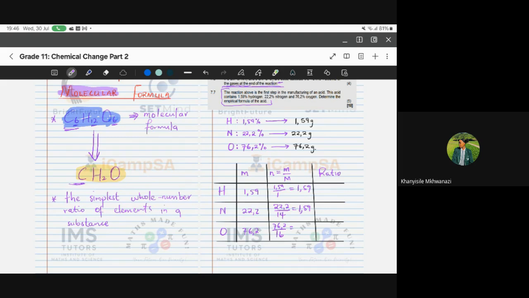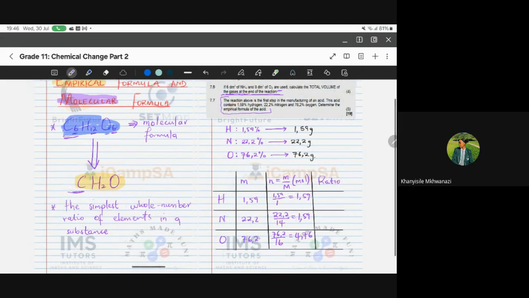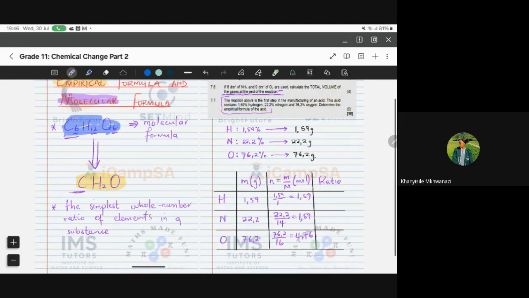16. Now we have 4.76. So these are all in moles. This is all in grams. Now what happens is, okay, let's do 22 divided by 14, just to double check that. Yes, 1.59. Now, at this point, you have all your moles.